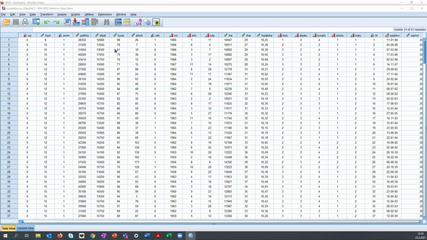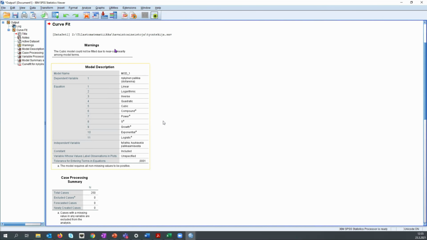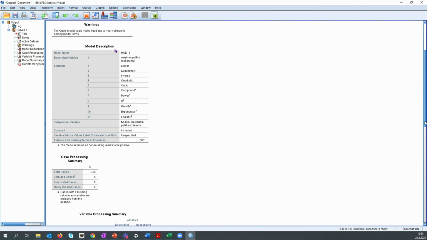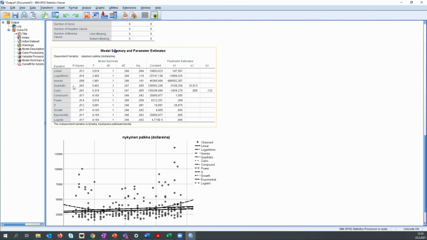And I got this kind of information. It says the cubic model could not be fitted due to near collinearity, so there are no values given for that one. But my main interest is this part. For all these models, I have the R-square here.